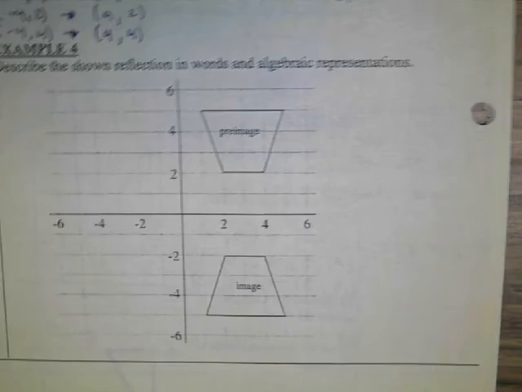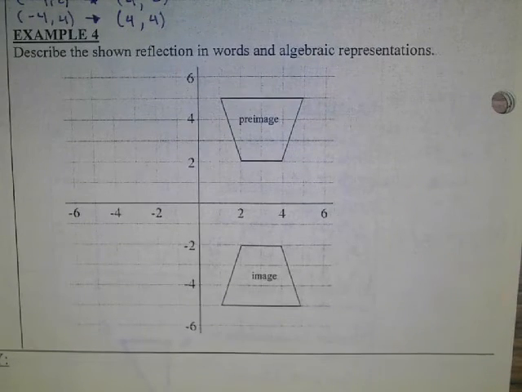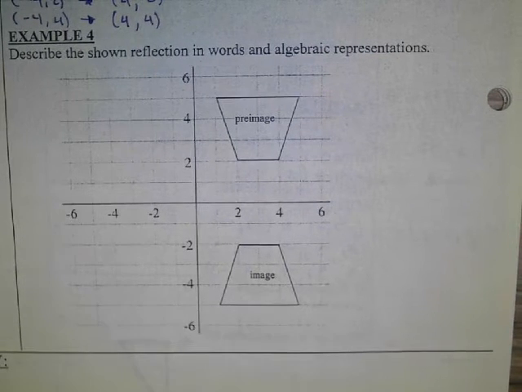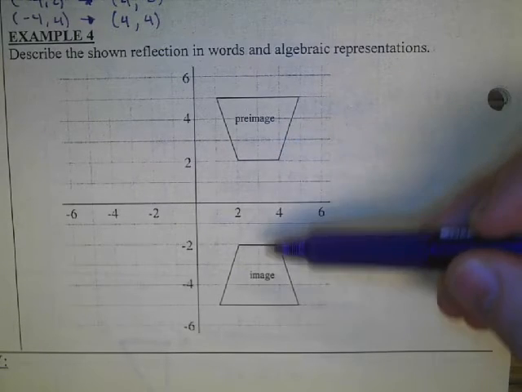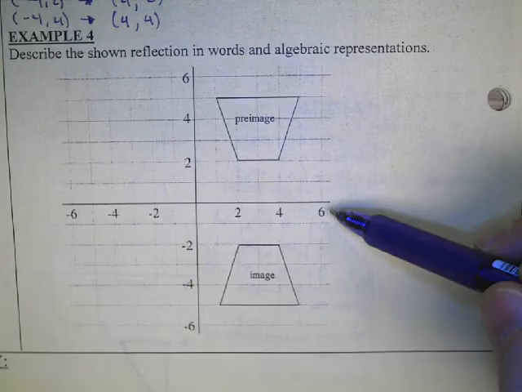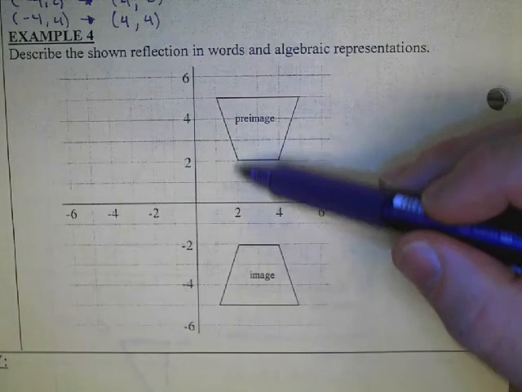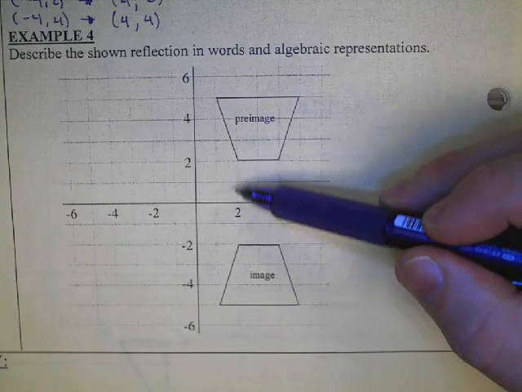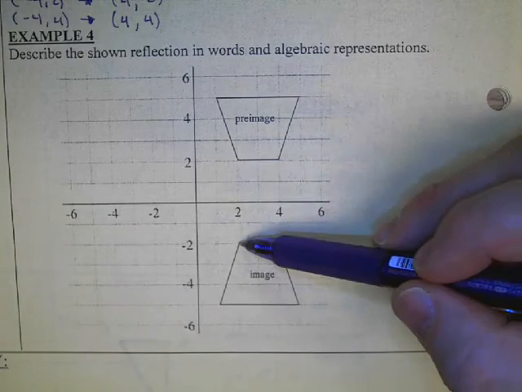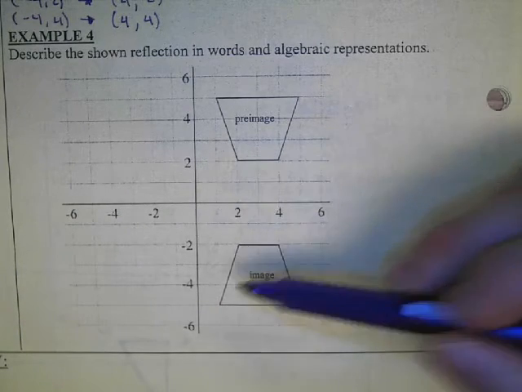Okay, in example 4, we're going to describe the image and give its algebraic representation. Well, this image has reflected over the x-axis, meaning our x values have all stayed the same as far as their sign's concerned, their values. X is 2 here, x is 2 here, but their y values have become the opposite.